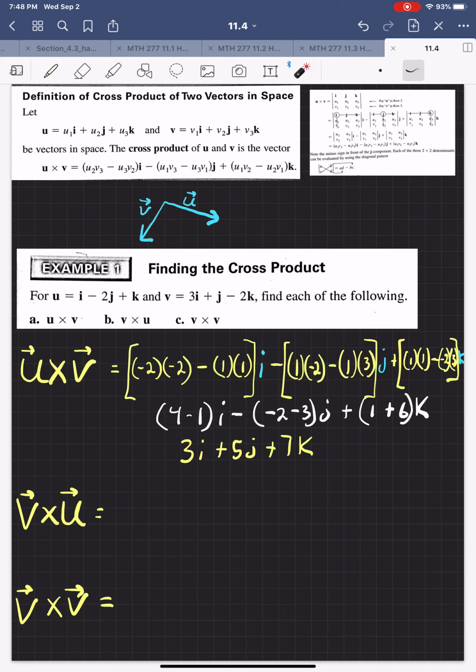All right, and now let me just make sure I didn't do any silly mistakes. 6 and 1 is 7. I got -5, and this negative here is +5, and 4 minus 1 is 3. Okay, so now let's stop and reflect for just a second. Recall that when you multiplied using the method of a dot product, you took a vector times a vector, and the result was a scalar.